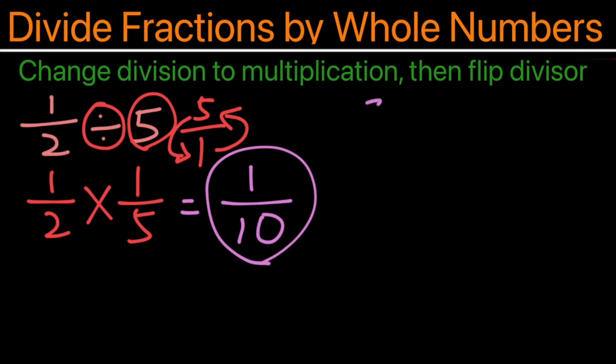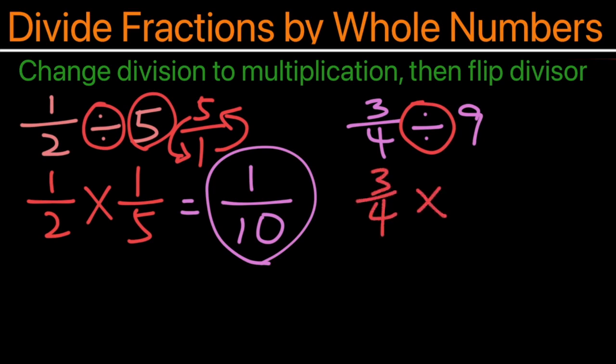What about the next one here? 3 over 4 divided by 9. Using the same process, let's change division to multiplication. And let's flip the divisor. So 9 over 1 here will flip and become 1 over 9.